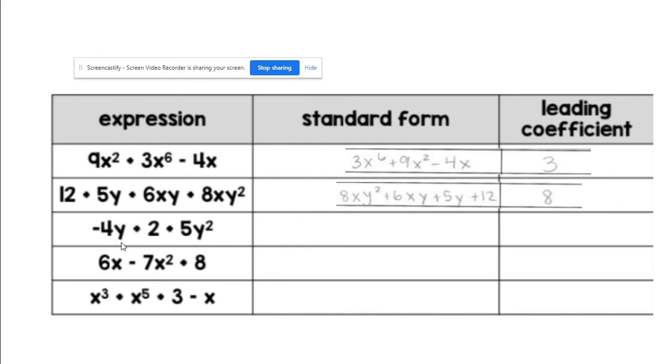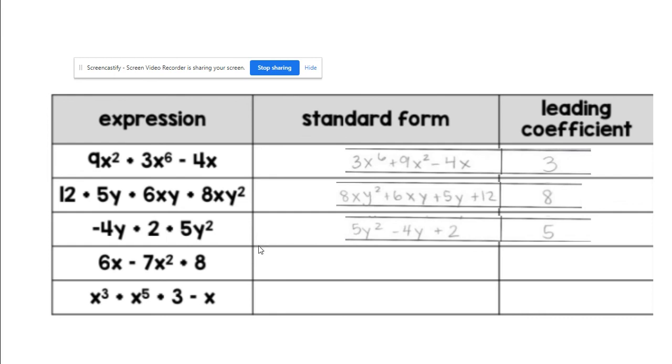Here, in this example, if I'm writing it in standard form, I have a degree of 1 here because y has an exponent of 1. Here it's 0, and here it's 2. So I'm going to go 2, 1 to 0. My leading coefficient is 5 because it is the number in front of the variable on my first term.